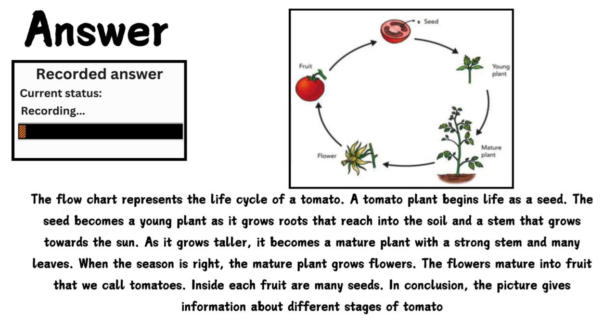The flow chart represents the life cycle of a tomato. A tomato plant begins life as a seed. The seed becomes a young plant as it grows roots that reach into the soil and a stem that grows towards the sun. As it grows taller, it becomes a mature plant with a strong stem and many leaves. When the season is right, the mature plant grows flowers. The flowers mature into fruit that we call tomatoes. Inside each fruit are many seeds. In conclusion, the picture gives information about different stages of the tomato.